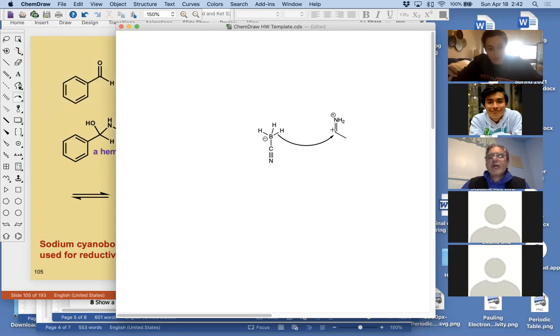Okay, so here's the mechanism, that last step, just for the record. The hydride comes in, lone pair goes up, you're done. I mean, the pi bond sends the electrons back to the nitrogen to make a lone pair again.